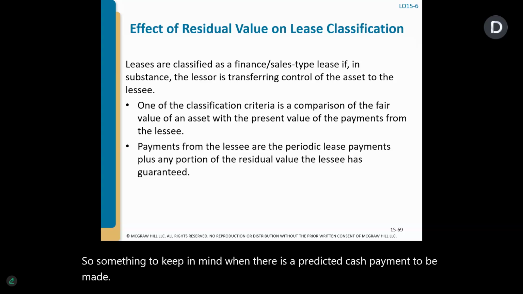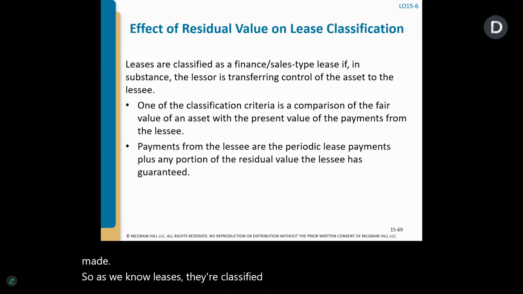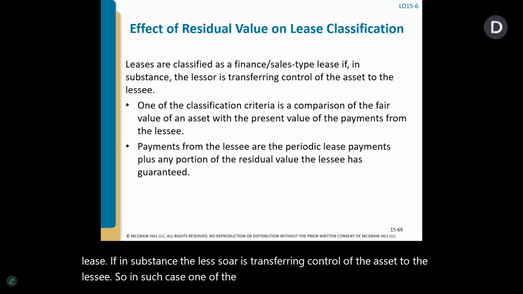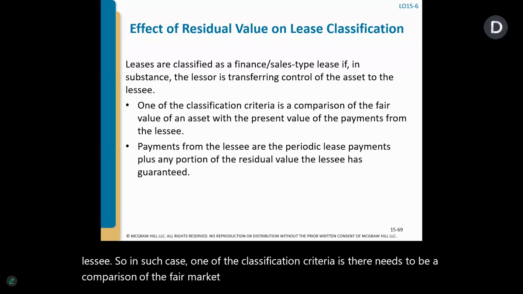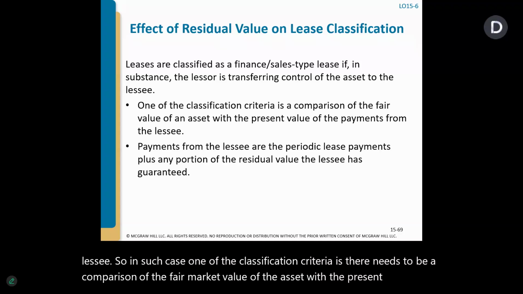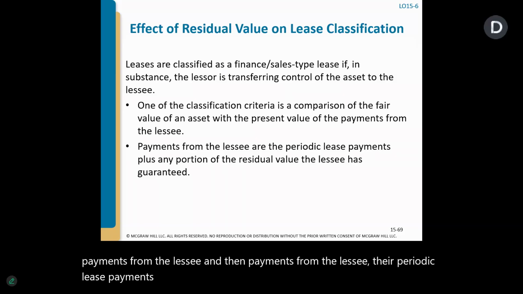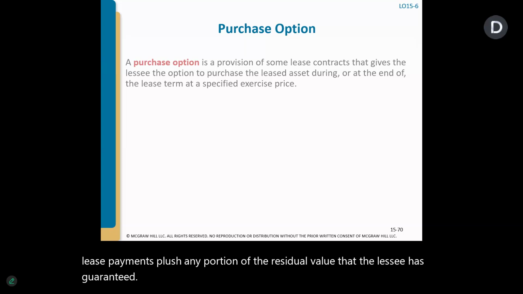So as we know, leases are classified as either finance lease or sales type lease if in substance the lessor is transferring control of the asset to the lessee. In such a case, one of the classification criteria is that there needs to be a comparison of the fair market value of the asset with the present value of the payments from the lessee. And payments from the lessee are their periodic lease payments plus any portion of the residual value that the lessee has guaranteed.